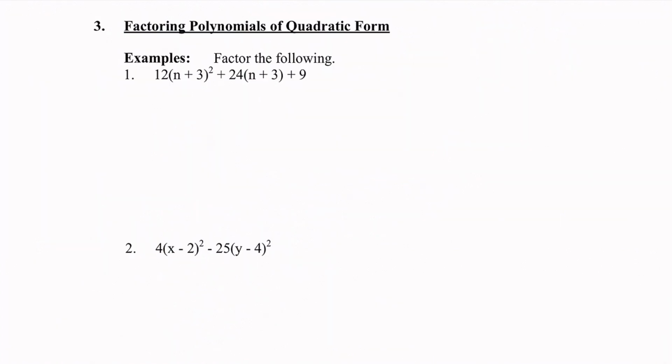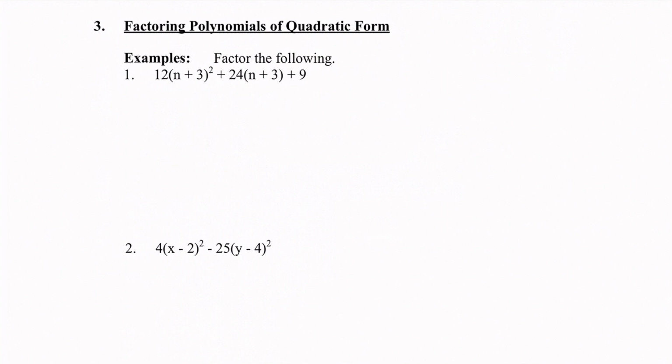So lastly here now we're looking at factoring polynomials of quadratic form. So these ones are a little bit trickier. We'll see kind of how to handle these ones. The first one here, we got 12 times n plus 3 squared plus 24 times n plus 3 plus 9.